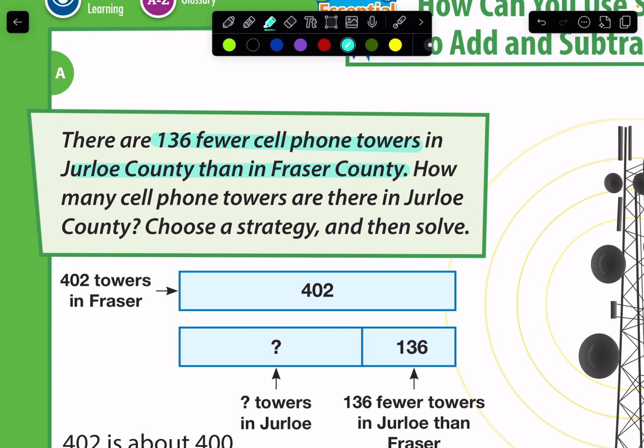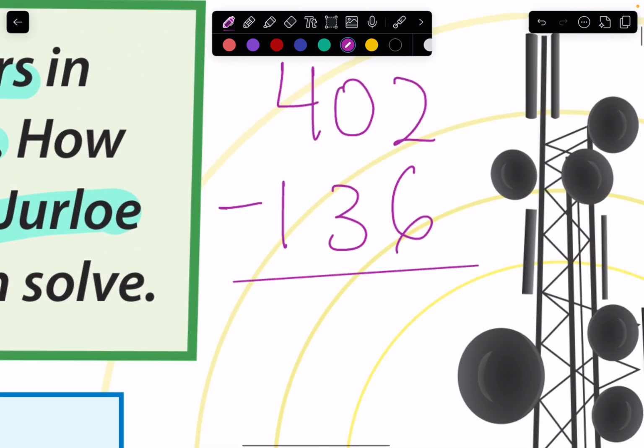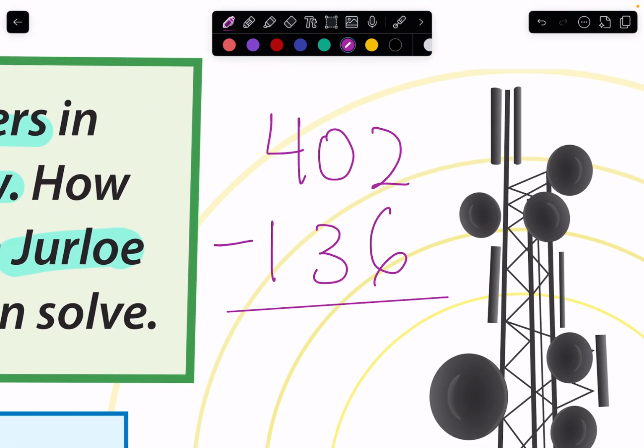How many cell phone towers are there in Jerlo County? Choose a strategy and then solve. Let's try this one together. If there are 402 towers in Fraser, and it says 136 fewer towers in Jerlo than Fraser, we are going to subtract. Make this big so we can keep organized. Now, let's go our traditional method.